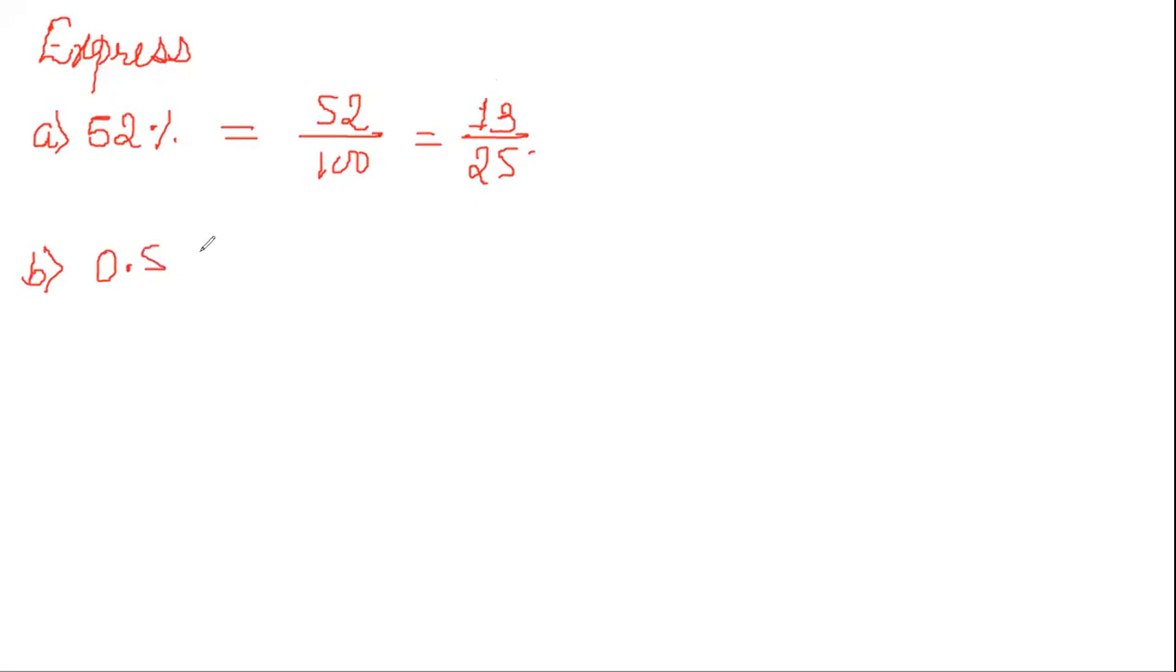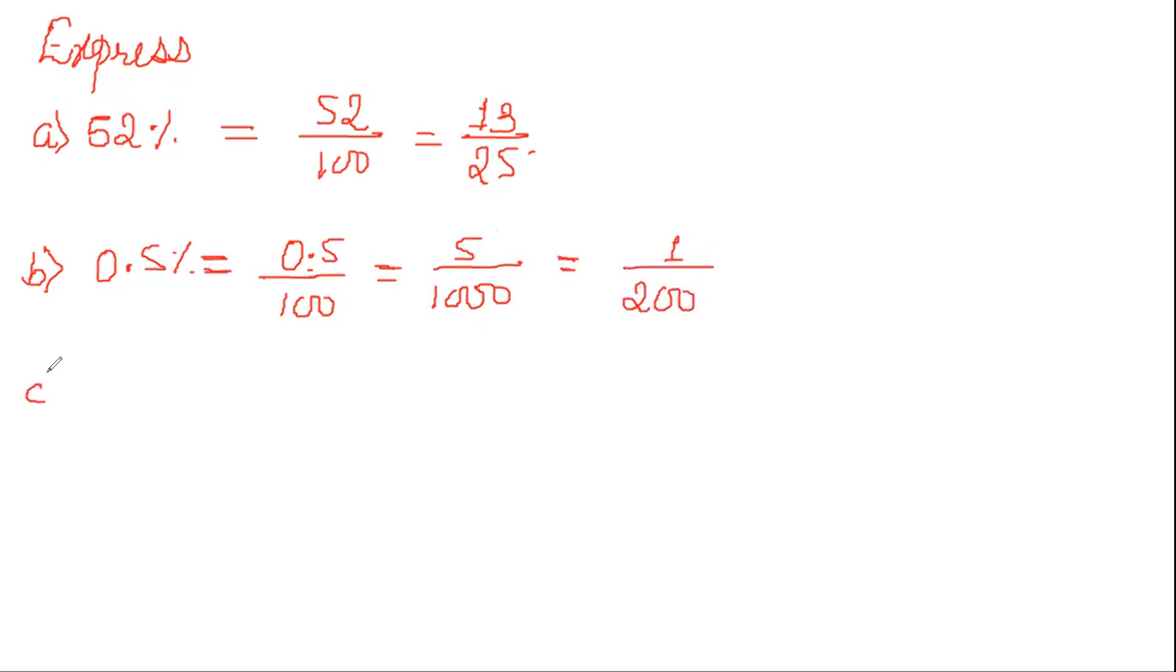The next one is 0.5%. It can be converted into a fraction as 0.5 divided by 100, which is equal to 5 divided by 1000, meaning we are removing the decimal point. So 5 divided by 1000 is equal to 1 upon 200. Then the next example.